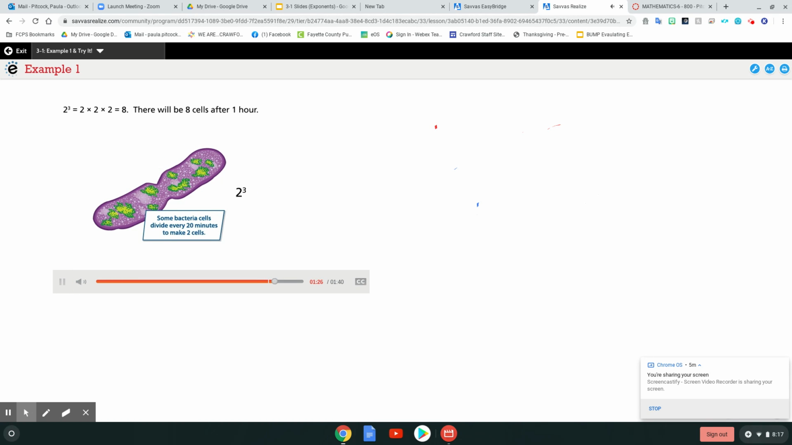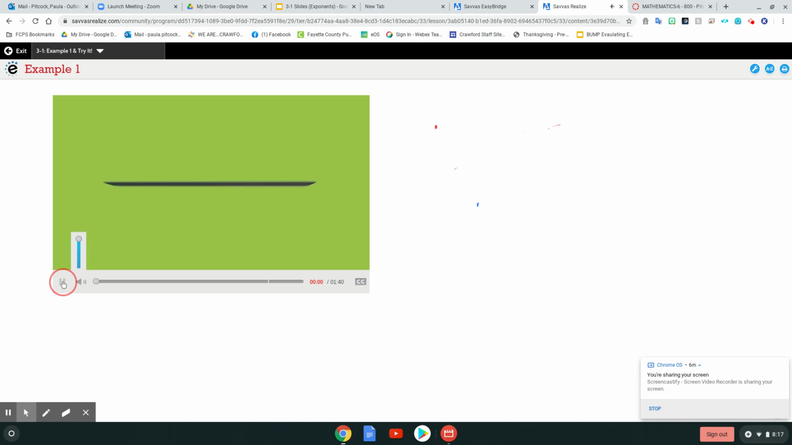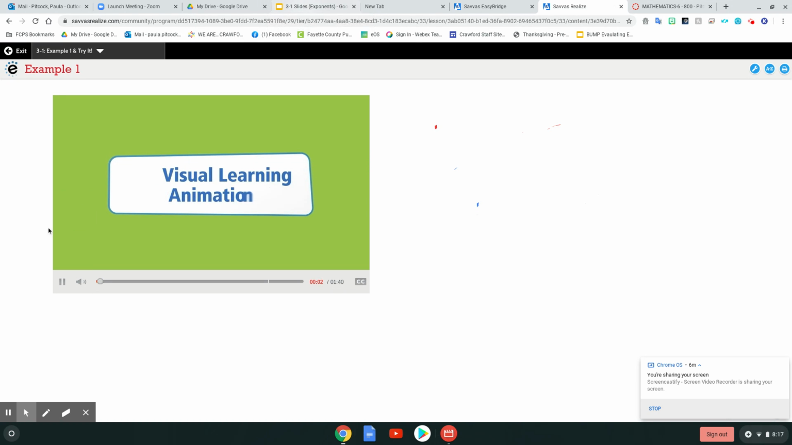2 to the third power equals 2 times 2 times 2 equals 8. There will be 8 cells after 1 hour. Now you know how to write a number using exponents. Okay, so let's go back to our slides.